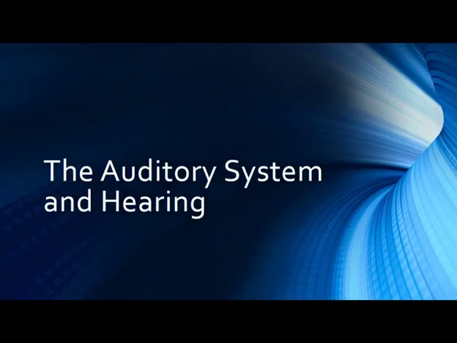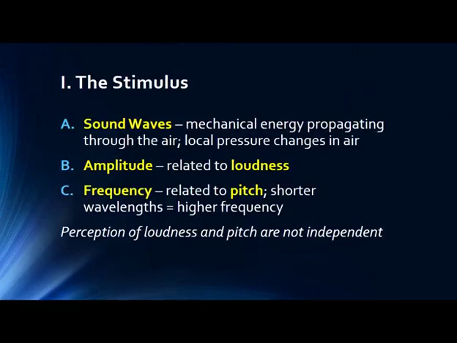All right, so let's move on to talking about the auditory system and hearing. Much like with the visual system, we'll talk first about the stimulus. With the visual system, the stimulus is light particles and light waves. For the auditory system, it's sound waves. Sound waves are actually mechanical energy propagating through the air. They're essentially local pressure changes. Similarly with light, we have two physical properties of sound waves that are related to perceptual attributes. So the amplitude of a sound wave is related to its loudness. So the larger or the higher a wave is, the louder it sounds to us.